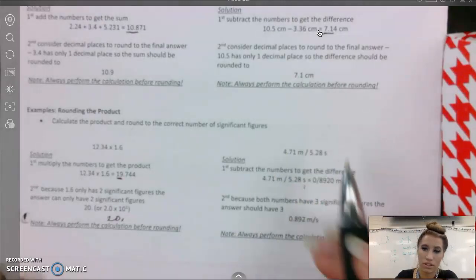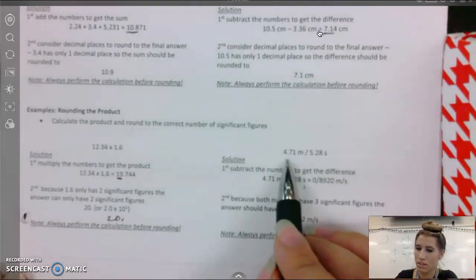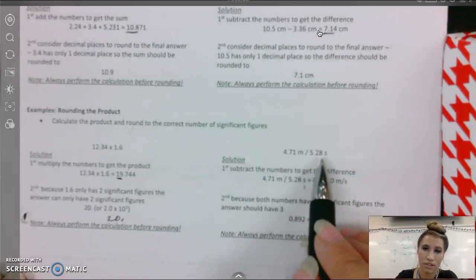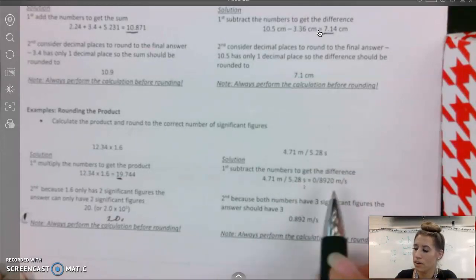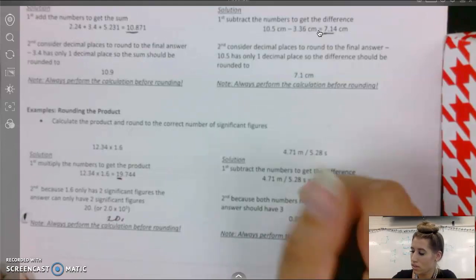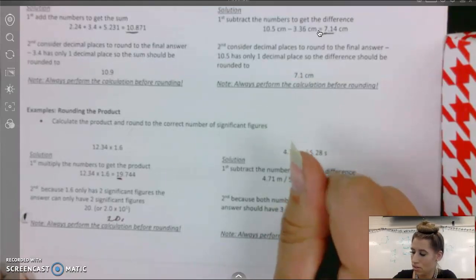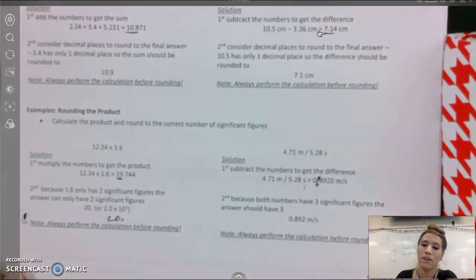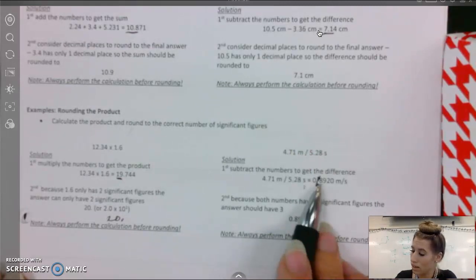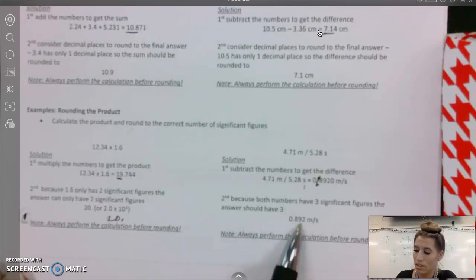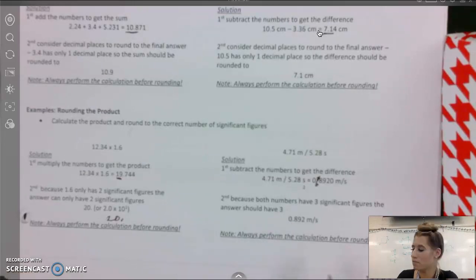Same with division, least amount of sig figs. So we got 3 sig figs, 3 sig figs. Okay, so that's good. So our final answer, that's supposed to be a decimal. So that final answer can only have 3 sig figs. So we're going to take the 8 and the 9 and the 2, and the digit after that is 0, so it's not going to round that 2 up. Okay, so leading zeros don't count, right? They don't count as significant.